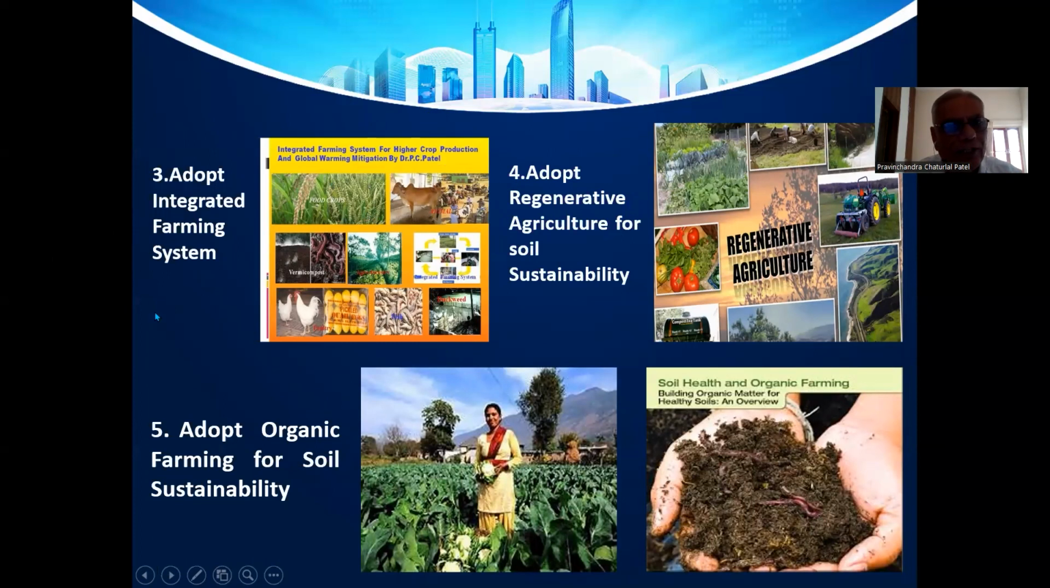Then third one, adopt integrated farming system. Then adopt regenerative agriculture for soil sustainability. Then last one, adopt organic farming for soil sustainability.